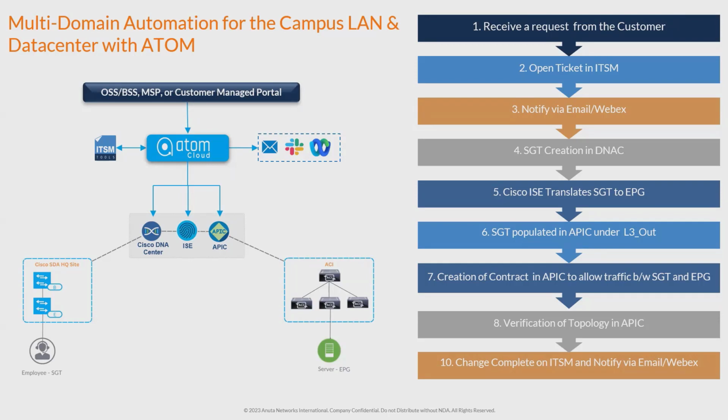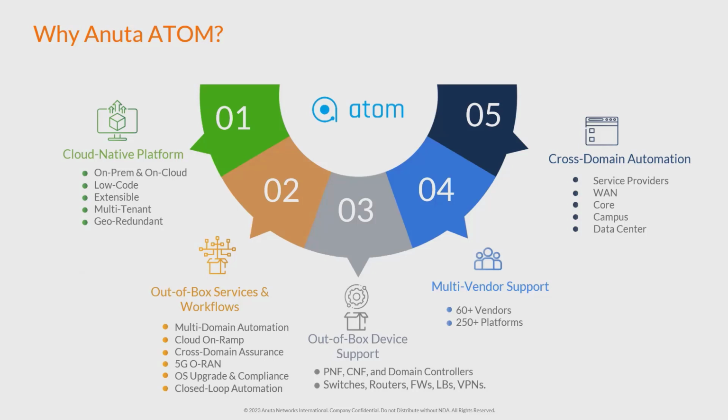Atom's comprehensive approach concludes with topology verification in APIC and change completion, supported by timely notifications through email and WebEx to keep stakeholders informed. Also, Atom delivers end-to-end automation for multi-vendor, multi-domain networks. It has significant out-of-box support and the flexibility to deploy on-premises or on the cloud.